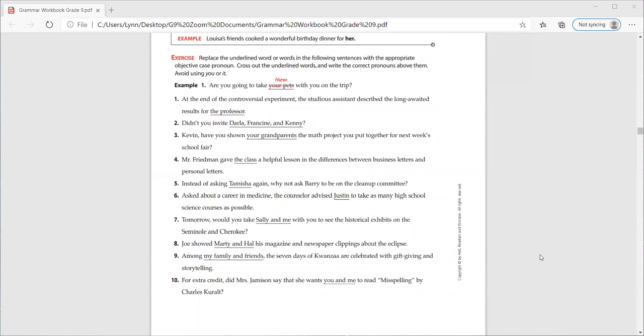3, Kevin, have you shown them? Yes. Number 4, Mr. Friedman gave them. Yes, here you can either say them or us. Either them or us is correct. Okay. Number 5, instead of asking her. Yes.